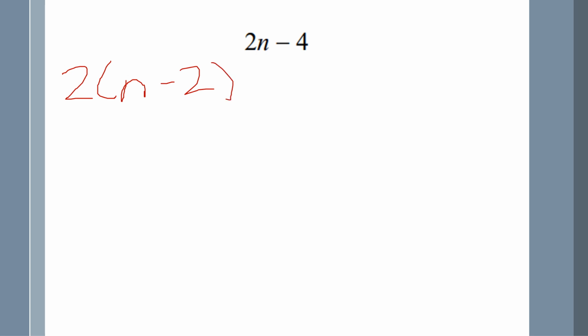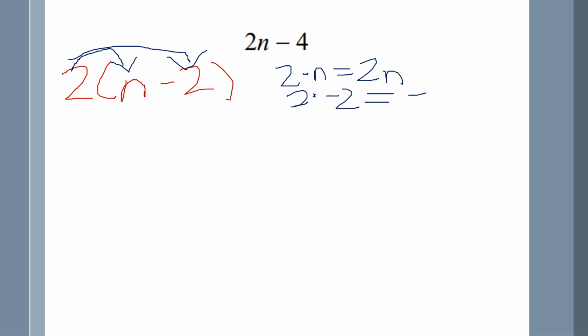To check your work, you're going to use the distributive property. You see how I'm drawing my arrows? So 2 times n is 2n, right? 2 times negative 2 equals negative 4. And so that's how I know that my factoring is right. This is to show proof that you got your factoring together. And that's just that. Nice, clean, ready to go.